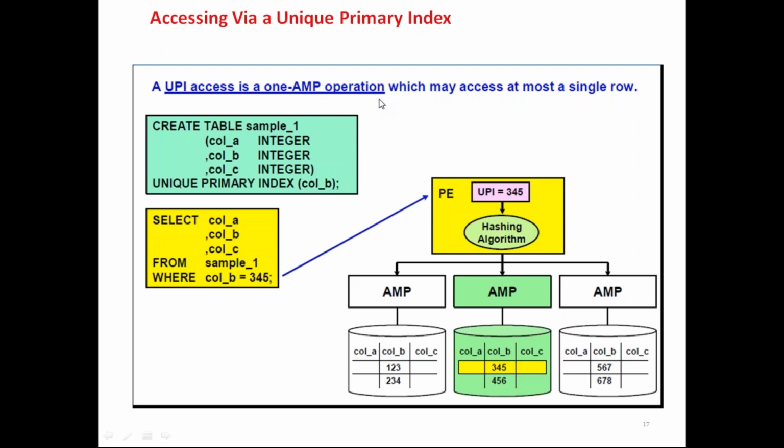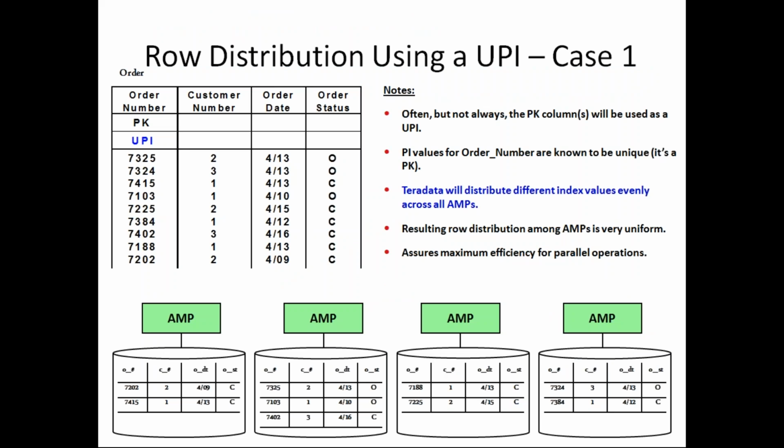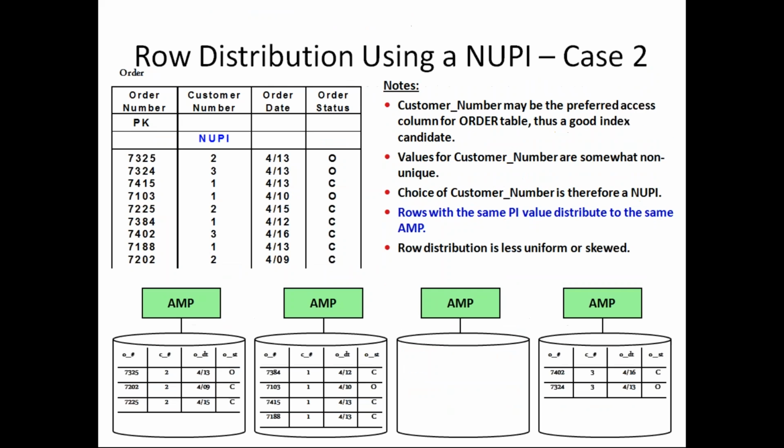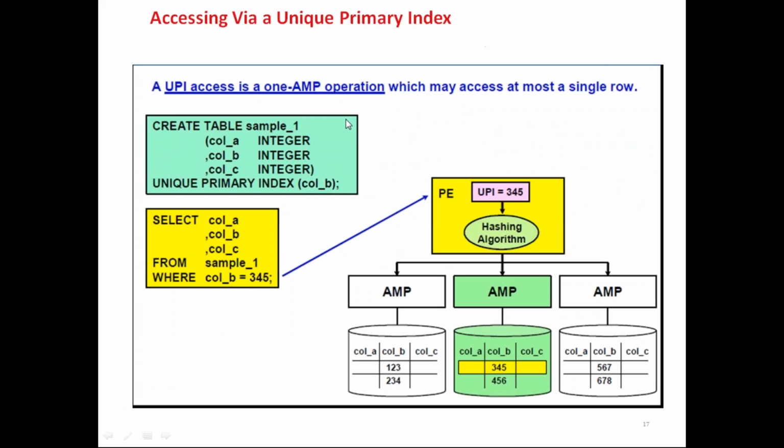Okay. So whenever you have a unique primary index and whenever you are using the primary index in your where clause, it always generates a one AMP operation. Okay. So we'll see what happens with a non-unique primary index. Let's suppose this is a non-unique primary index now.